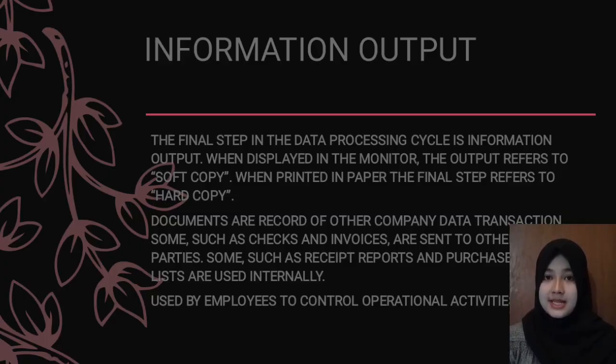Next is information output. The final step in the data processing cycle is information output. When displayed on the monitor, the output is referred to as soft copy. When printed on paper, the output is referred to as hard copy.